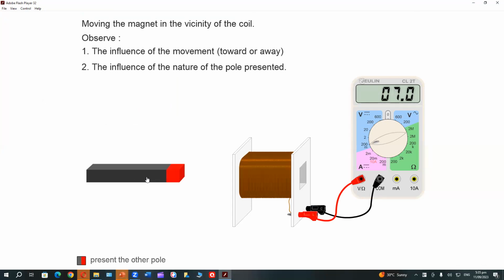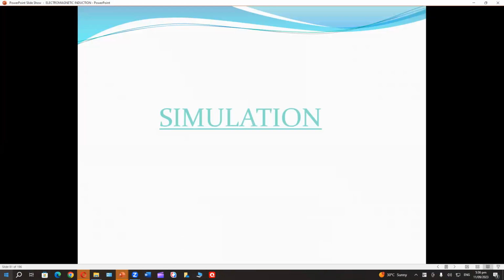Look at the meter. It is zero now when I stop. Now I'm pulling it out. Look at the meter. Current is negative. Again, look at the meter. I stop the bar magnet. No EMF now. When I pull out the magnet, look, the current is negative. This is electromagnetic induction.